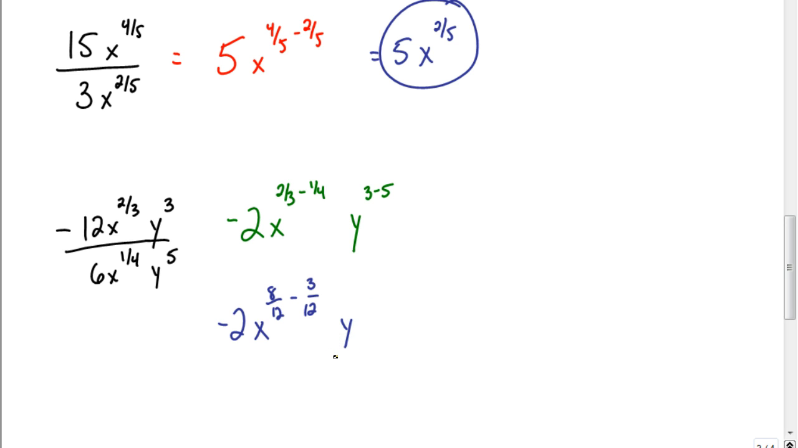Let's just go ahead and work on this y. We have 3 minus 5, and 3 minus 5 would be negative 2. So our final answer would be, well, the 8/12 minus 3/12 would be 5/12. And then we'd have y to the negative second power. And that would be your answer.